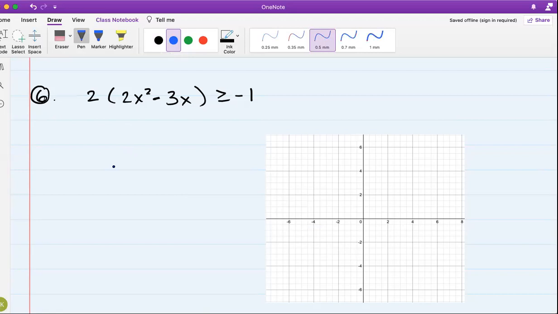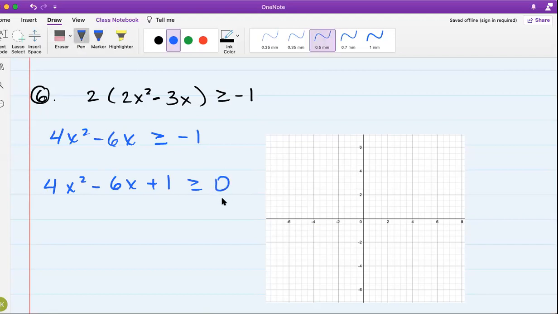Okay, I'm going to solve this one way because I think the very first way that I showed you how to solve this is the easiest. So I'm going to distribute this 2 inside. So I get 4x squared minus 6x is greater than or equal to -1. Then I'm going to move everything to one side. 4x squared minus 6x plus 1 is greater than or equal to 0.